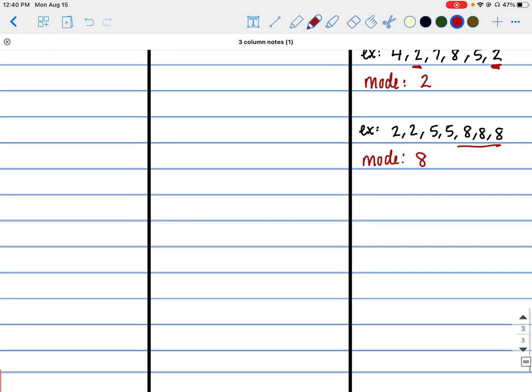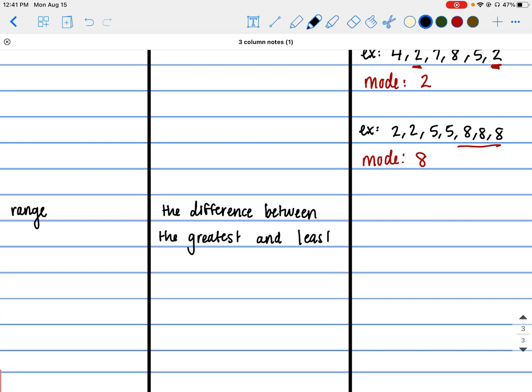Let's keep moving on. How about this? We have range. And range is the difference between the greatest and the least number in your data set. The greatest, that means biggest. And least, that means smallest. Values in a data set.